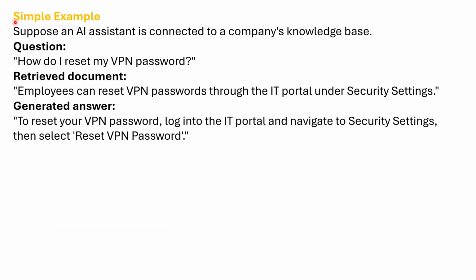Simple example. Suppose an AI assistant is connected to a company's knowledge base. Question. How do I reset my VPN password? Retrieved document. Employee can reset VPN password through the IT portal under company settings. Generated answer. To reset your VPN password, log into the IT portal and navigate to security settings. Then select reset VPN password. Good answer.